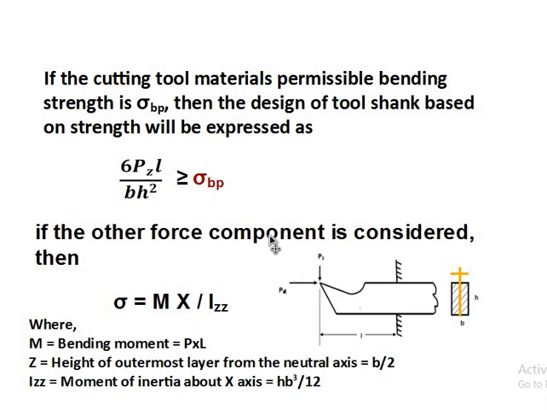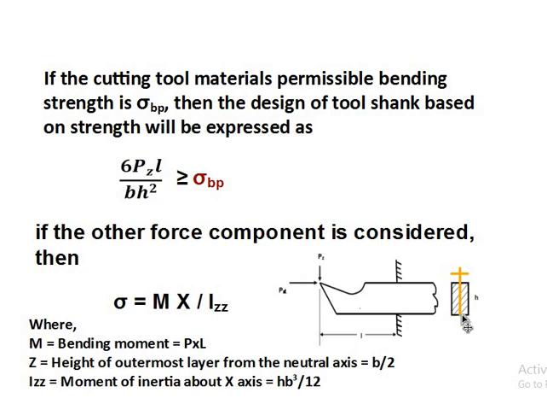Suppose the other component force, that is the x force, is considered. Then you need to follow the same steps in order to find the stress acting along this direction. When you consider this force, this becomes the height, that is b, and this becomes the base, that is h. As usual, the bending moment will be P into L because it is like a cantilever beam. Here X is considered because this is another direction, so instead of Z, X will be considered.